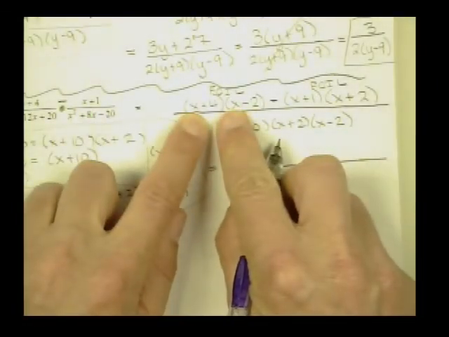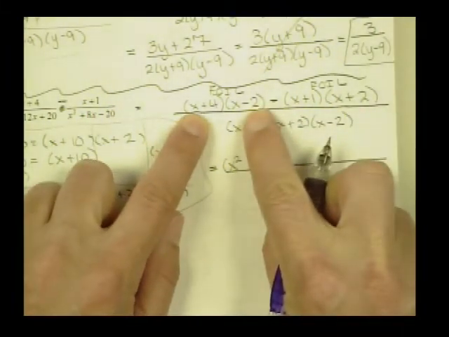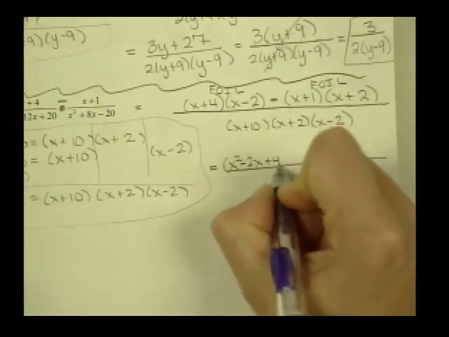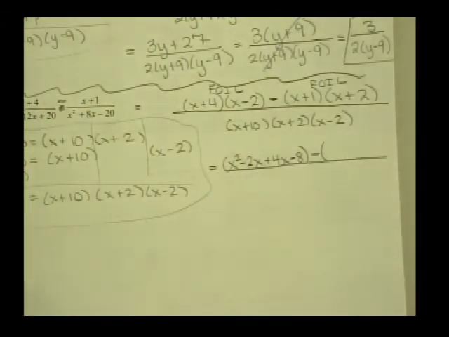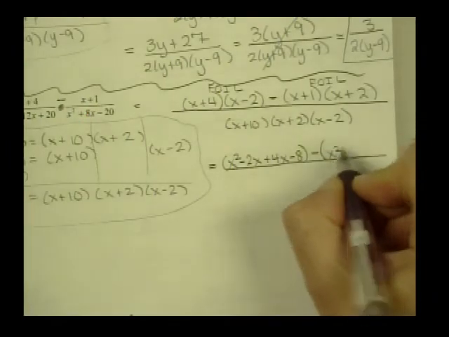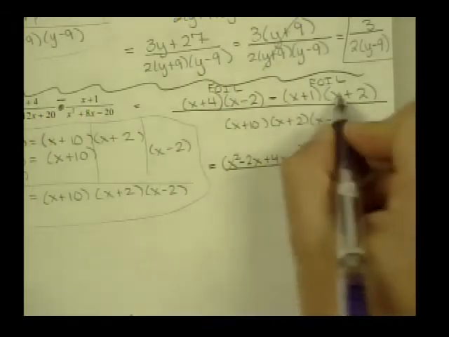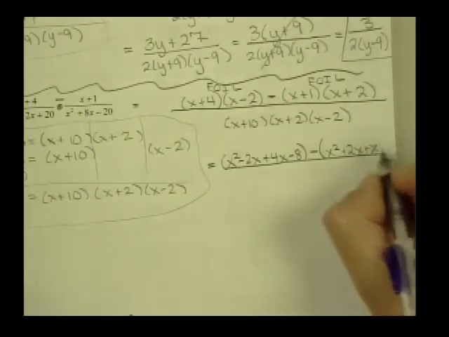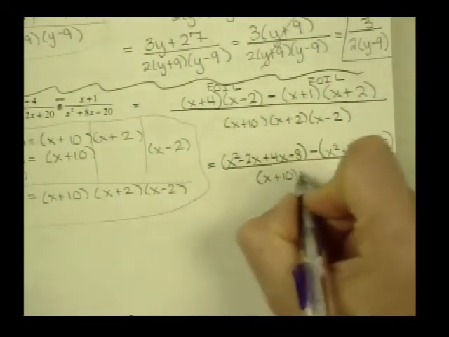So first, just worry about FOIL. So first times first is x squared. Outside would be minus 2x. Inside's plus 4x. And last, minus 8. And then I'll do FOIL here. So x times x is x squared. Outside plus 2x. Inside plus 1x, or just plus x. And last plus 2. The denominator you never ever multiply out.